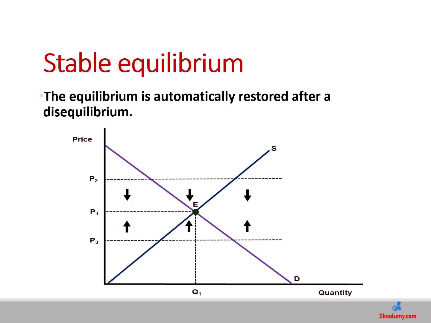A stable equilibrium occurs when the equilibrium is automatically restored after a disequilibrium. Price drops after a surplus. It rises after a shortage. This causes the original equilibrium to be restored.